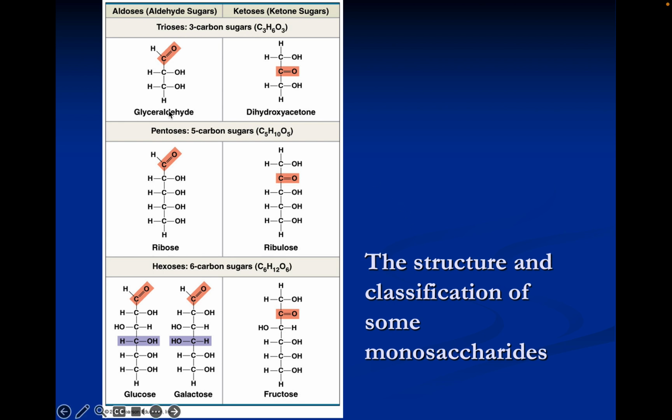Okay, here's some different types of structures and classifications of monosaccharides. They're usually named for the number of carbons they have. So a 5-carbon sugar might be some kind of pentose. A triose would have, you guessed it, 3 carbons. And hexoses would have 6 carbons in them.